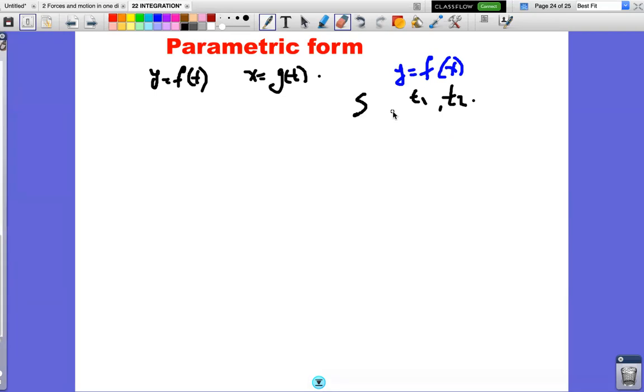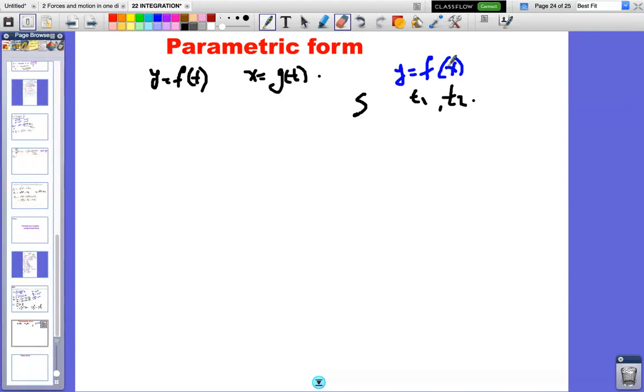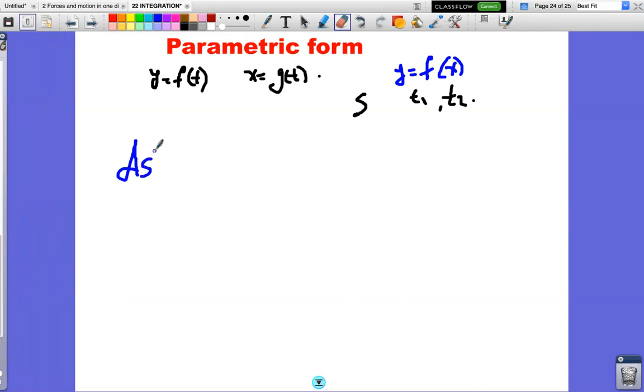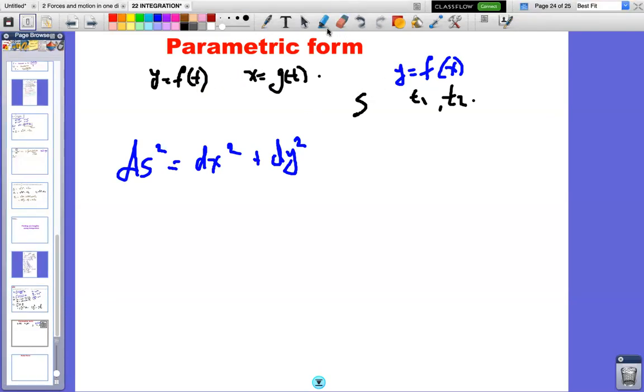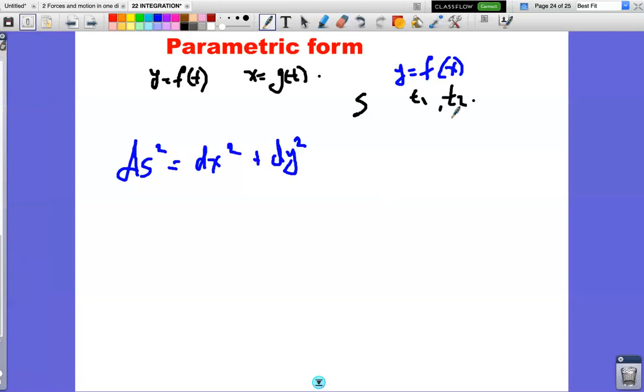It would be good that you integrate directly using t. So, what formula should you use here? Let's go back. Remember that ds squared is equal to dx squared plus dy squared. From here, you'll be able to calculate dy over dt, dx over dt. So we will come here and divide all through by dt squared.